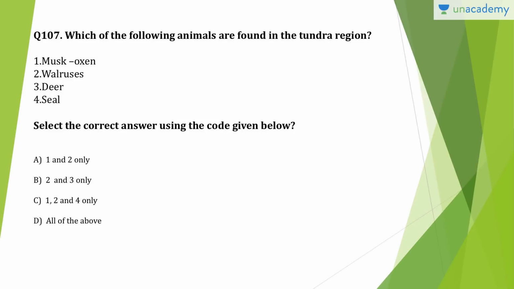Question number 107, which of the following animals are found in the tundra region? So musk oxen are definitely found there. Walruses are also found here. Deer is not here. So that is wrong. And seal is definitely found here. So answer here is C, that is 1, 2, 4.